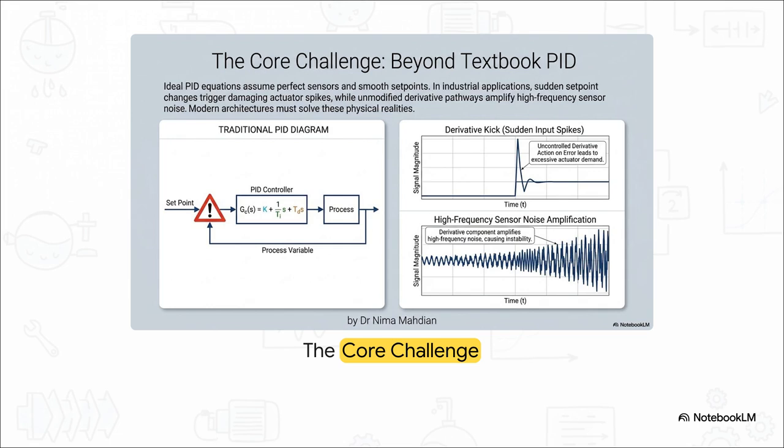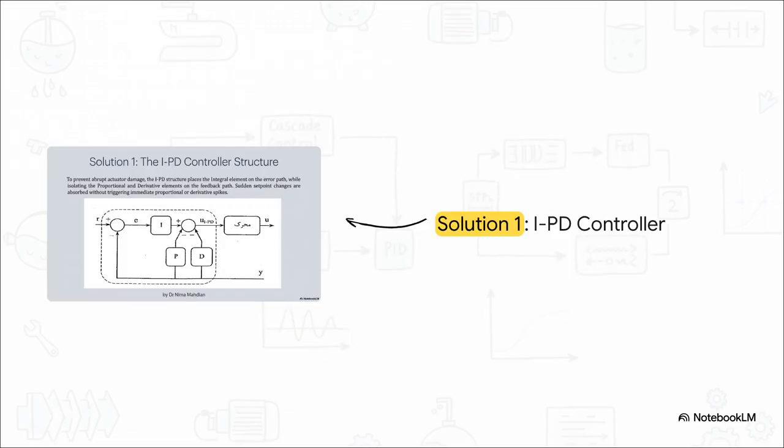This is what we call derivative kick, and it leads to huge, excessive actuator demand. On top of that, an unmodified derivative component literally amplifies high-frequency sensor noise, which can cause violent system instability. Modern architectures absolutely have to explicitly solve for these physical realities. So, how do we solve this?